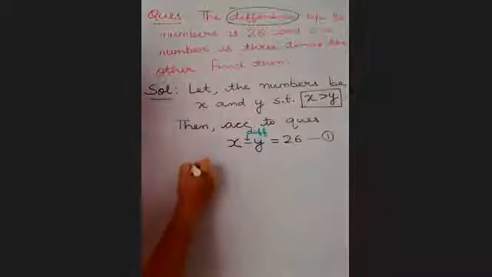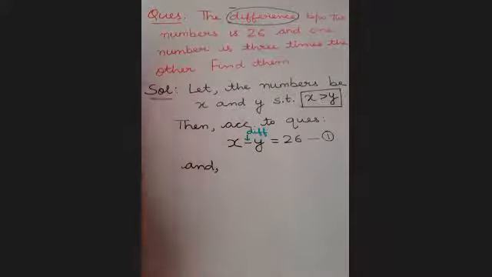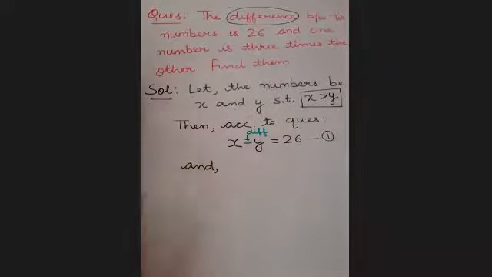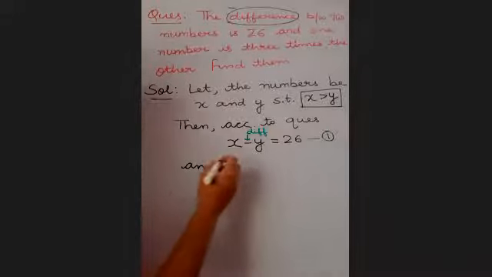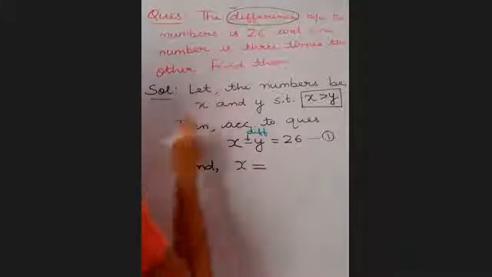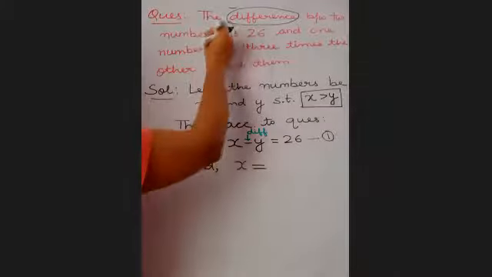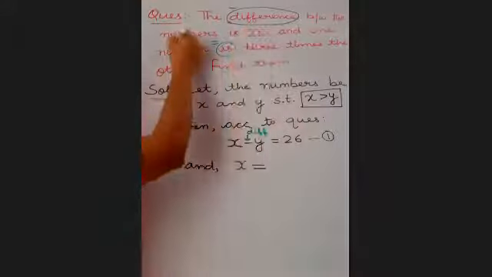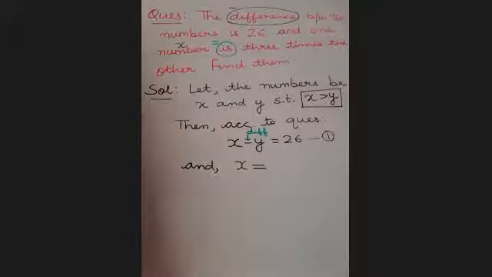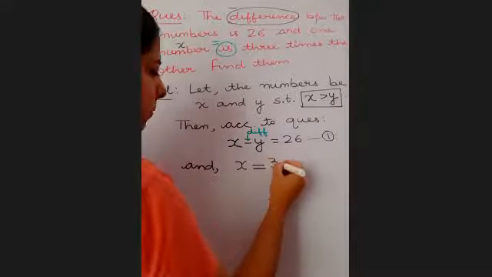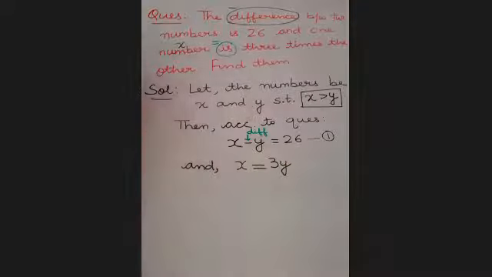And what is the second condition according to question? X is equal to 3y. X is equal to 3 times the other. So the greater number definitely will be replaced by equal to. One number, let that one number be X, is equal to 3 times the other. So what is the equation? X is equal to 3y. X equals 3y. Right?